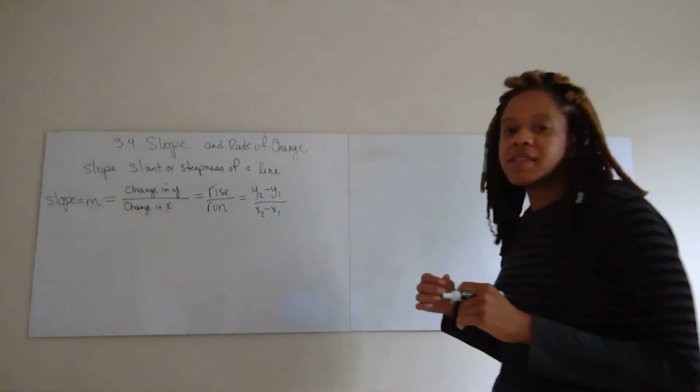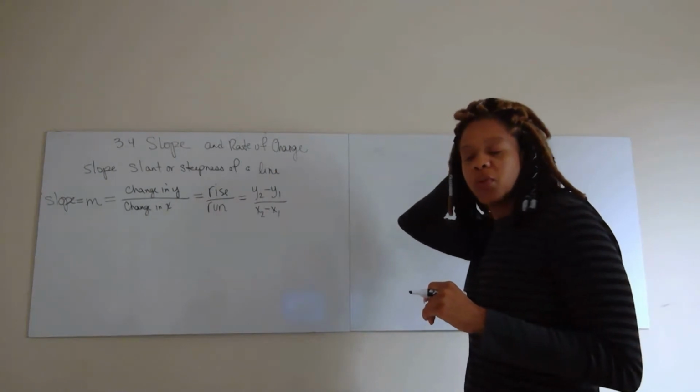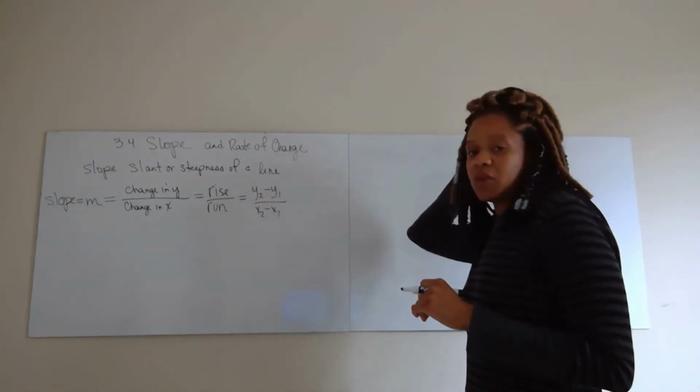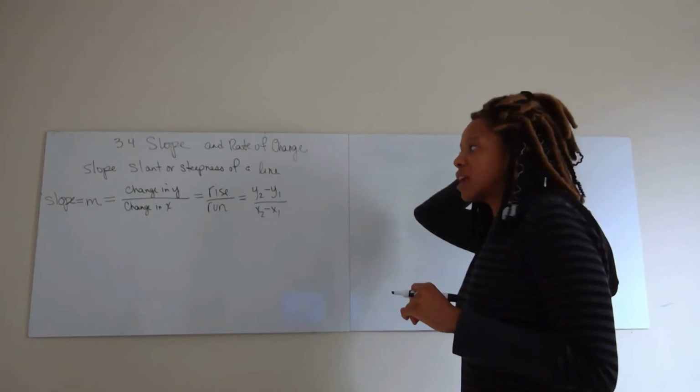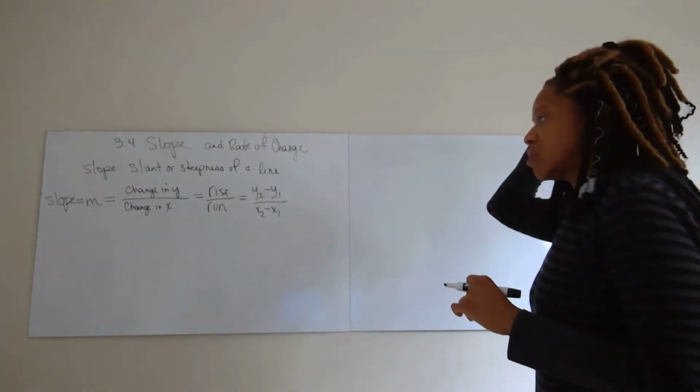Okay, so the next section we're looking at is slope and rate of change. Section 3.4. So what is the slope? The slope is defined as a slant or a steepness of a line. Okay, so that's what we're defining as slope.